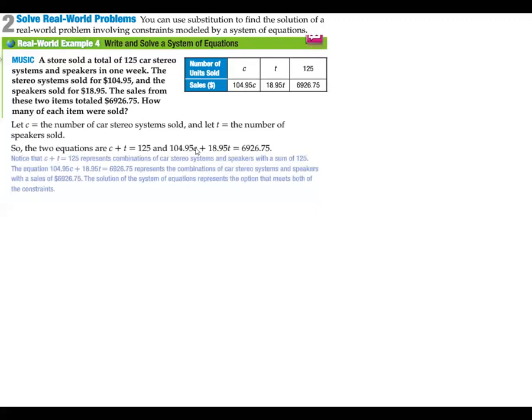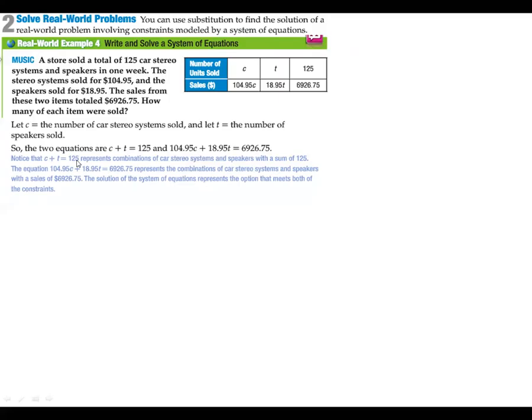And then talking about money, 104.95 times C is the total sales for just the car stereos. And then 18.95 times T would be 18.95 times the number of speakers. So that will give you the total for the speakers. And then if you add those together, it should give you the total sales.